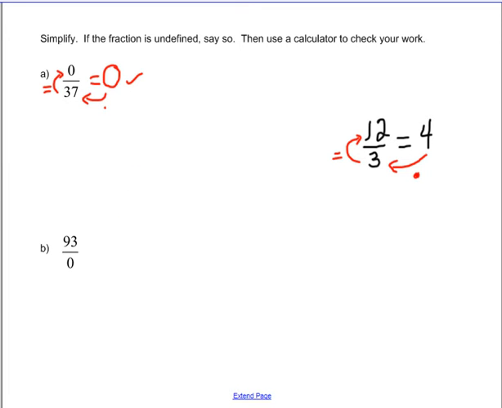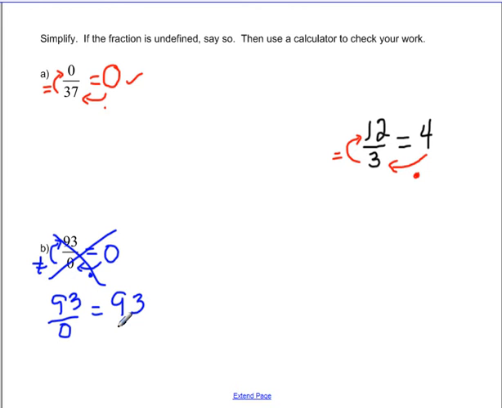Now the second problem, we have to be a little more careful. If we say 93 divided by 0, many people want to say that the answer is 0. But notice if we tried to do our check, 0 times 0 certainly does not give us 93. That does not equal. So that cannot be the right answer. And I'll often hear people say at this point, oh, 93 divided by 0, I meant to say that the answer is 93.